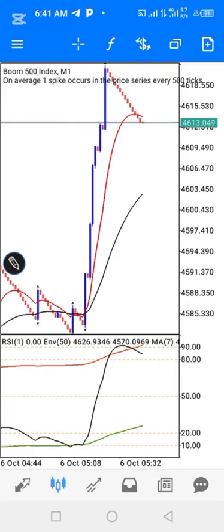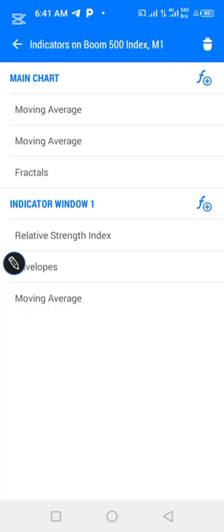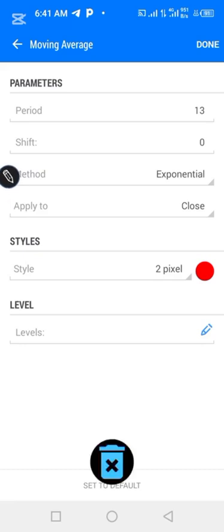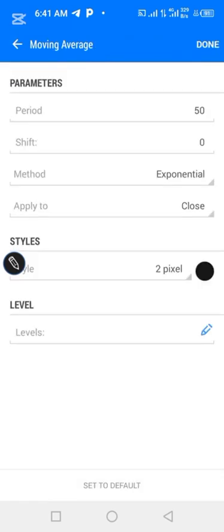So without wasting much of our time, I'll be going to the settings of the indicators. We'll be using two indicators here. This is the first indicator window. The first indicator we're using is our moving average 13, and the setting is this: period 13, method exponential, applied to close. The style, you can use any style of your choice. And then the next moving average we'll be using is the moving average 50, with period 50, method exponential, applied to close. You can use any style of your choice.